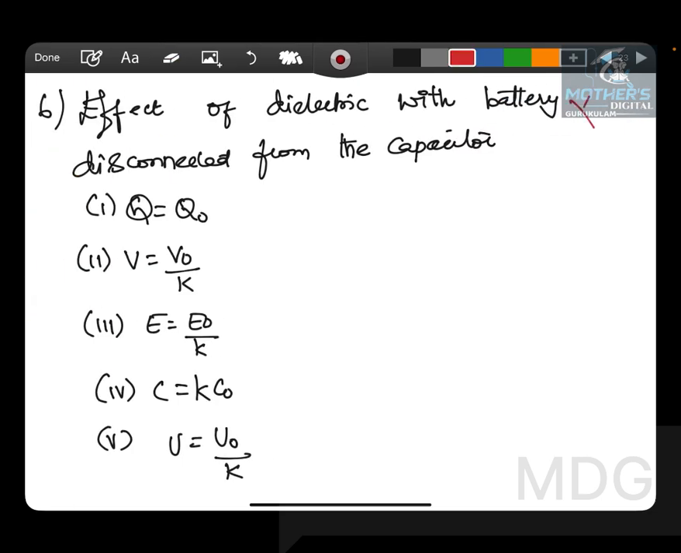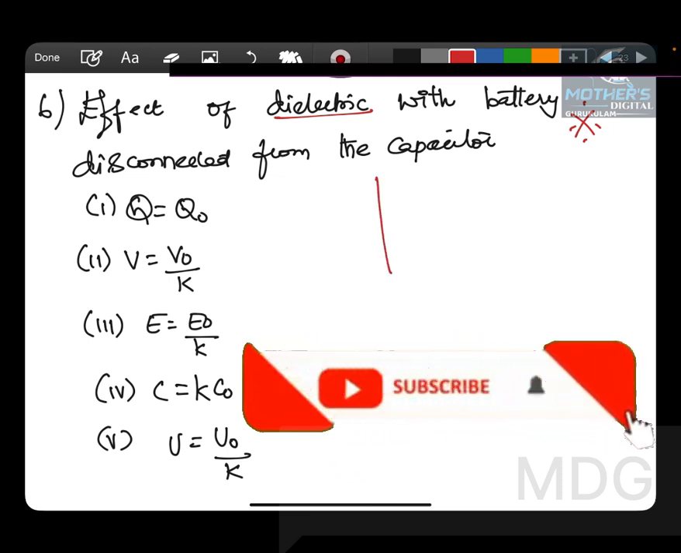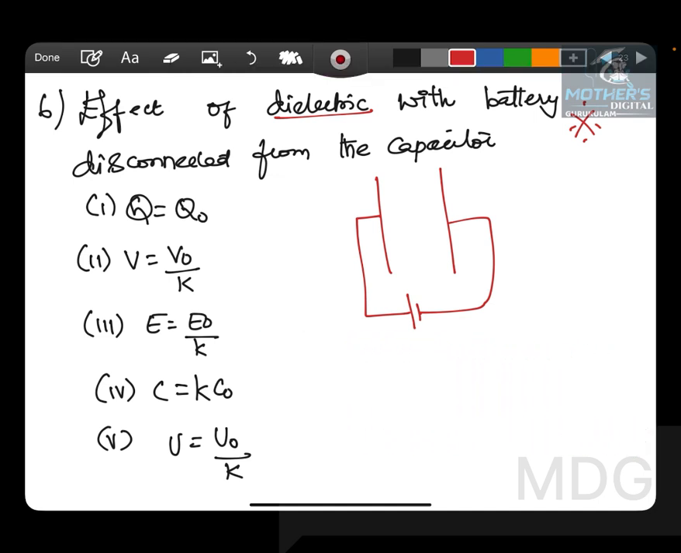And this is the most important formula, repeatedly asked in exams. It is related to the dielectric with the battery disconnected from the capacitor. Step 1, you take a capacitor. Step 2, you connect it to the battery. Step 3, after charging, you disconnect the battery and insert the dielectric slab. So what will happen to the charge Q, the potential difference, electric field, capacitance and the energy?